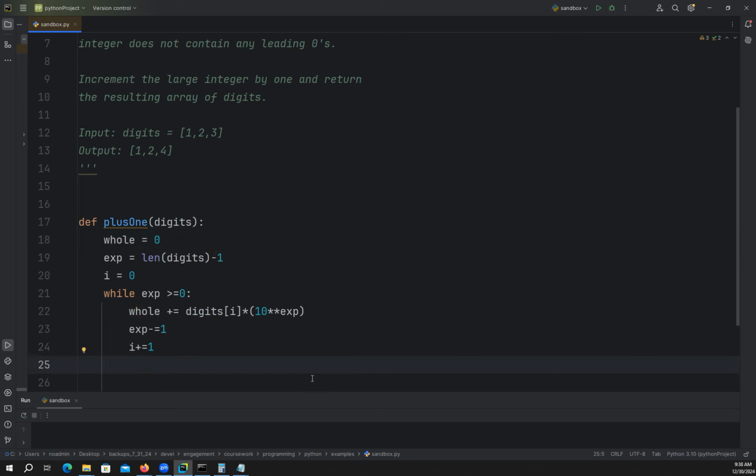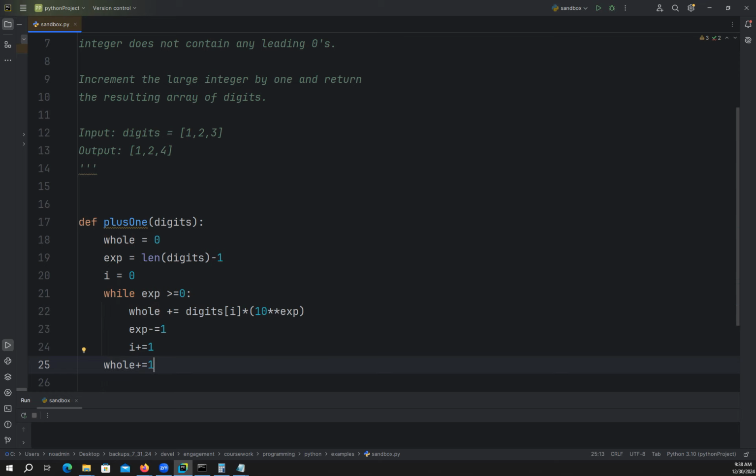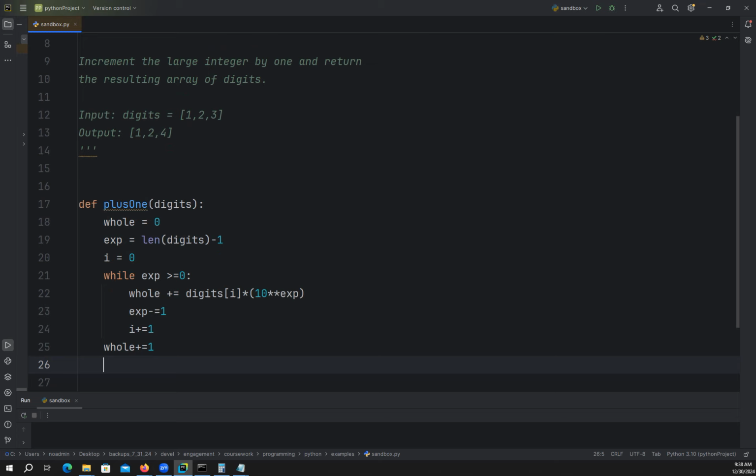Now remember, the idea here is to increment my large integer by 1. So I've got my multi-digit integer done. I'm going to increment it by 1. All right, so now I've done that operation. In the case of the test case, 1, 2, 3 is now 1, 2, 4. Now I've got to take the 1, 2, 4 and turn it back into integer list form.